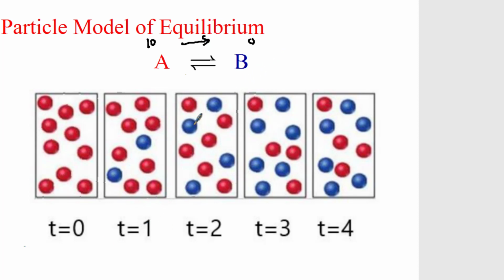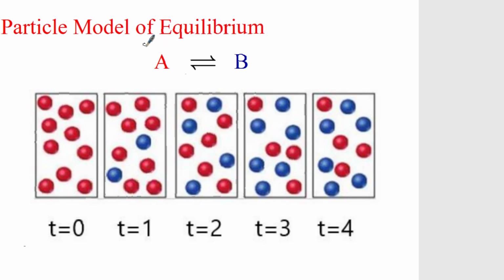What do we know at time equals 1? We have 1, 2, 3, 4, 5, 6, 7, 8 particles of A, and now we have 2 particles of B. We're getting closer to equilibrium, but we're not there yet. Let's take a look at time equals 2. At time equals 2, we have 6 particles and 4 particles. We don't know if we're at equilibrium yet. We might be at equilibrium. We're not quite sure. Let's take a look at time equals 3.